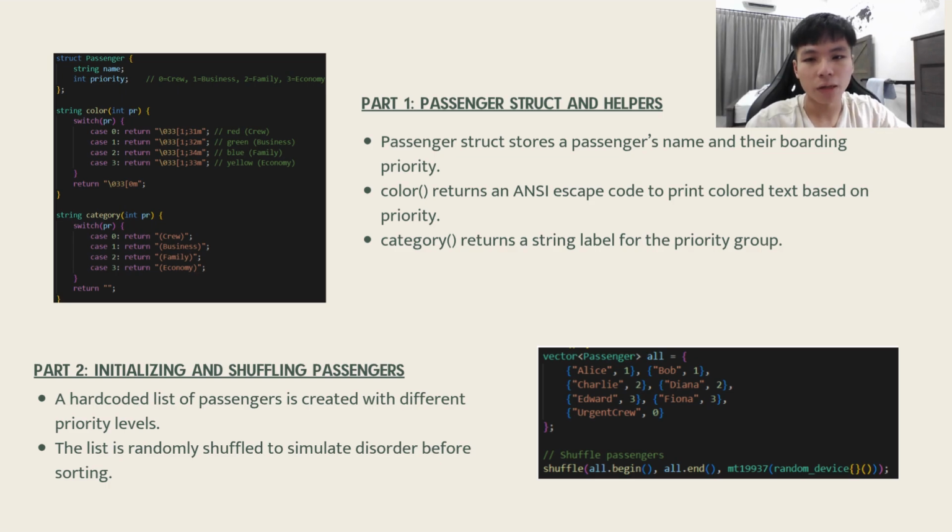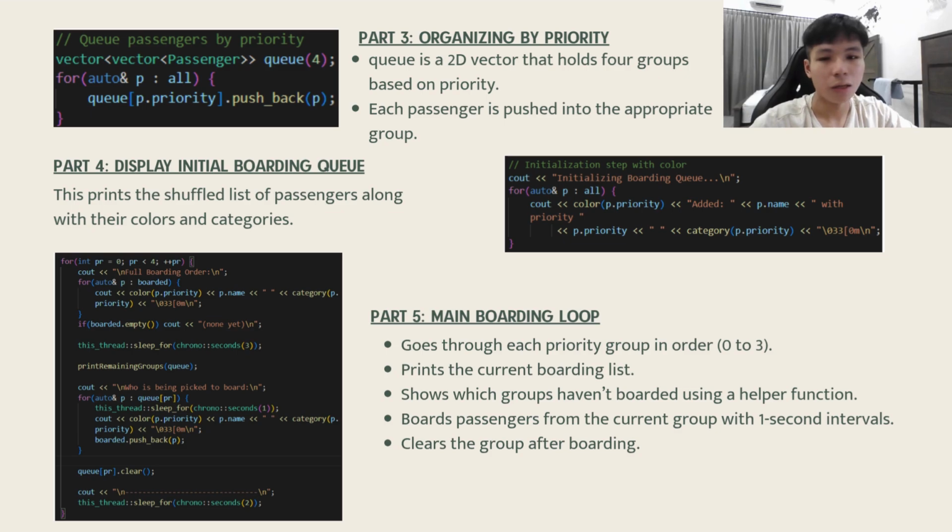Now I'm going to talk about the code implementation. The code is structured into six main parts. The first part is the passenger struct and helpers. This holds each passenger's name and priority. We use ANSI codes to display passengers in different colors for better visualization. Second part, initialization. We create a mixed list of passengers and shuffle it to simulate a natural arrival. Part 3, categorization. Passengers are sorted into their respective queues based on their priority. Part 4, initial display. The program shows the shuffled boarding list with visual indicators.